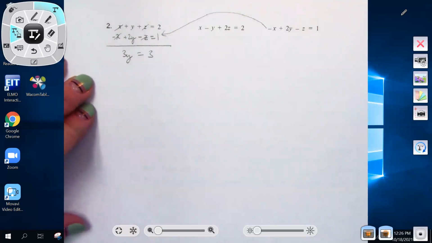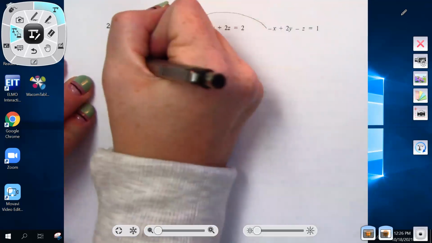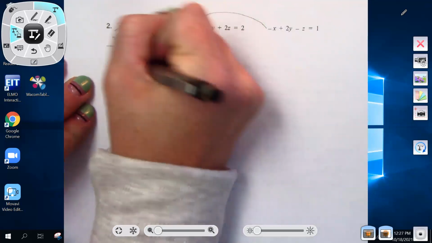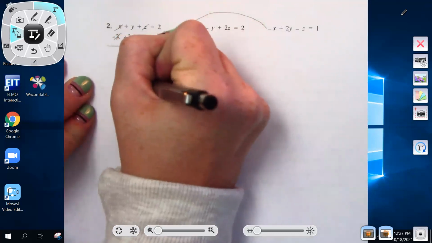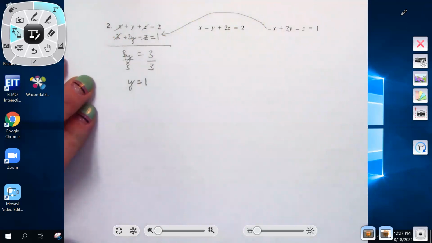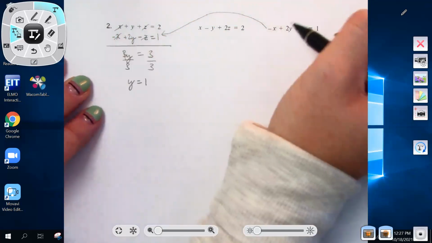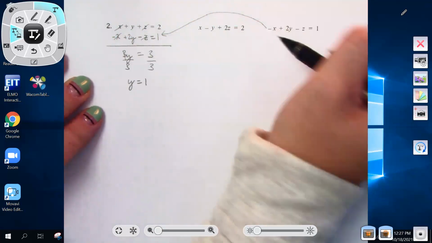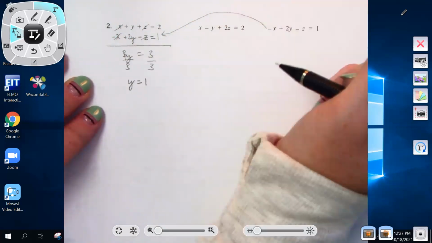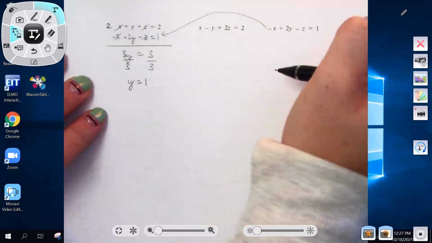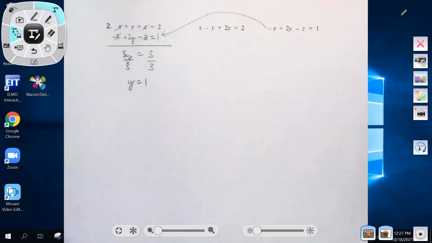So Y equals 1. Wait, so we're done with that one? Well, we still have to find another variable. So going to the second equation, plug in y.